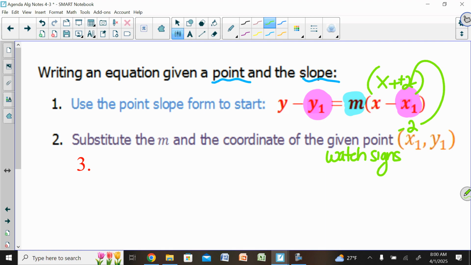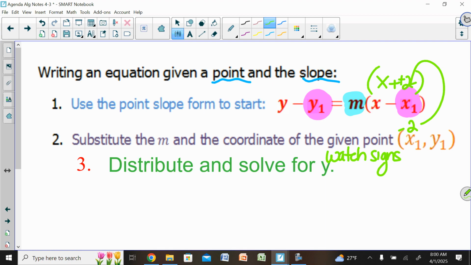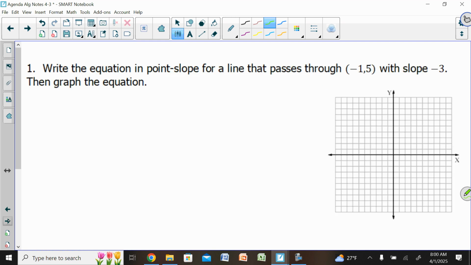And then I added a third step if you've got my notes. From there, we will eventually, tomorrow, distribute and solve for y. That's how we're going to get to y equals mx plus b. Right now, I'm really concerned about 1 and 2, making sure you know what's happening here. So that's our end goal.